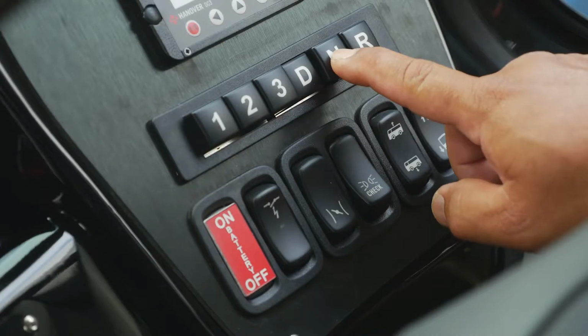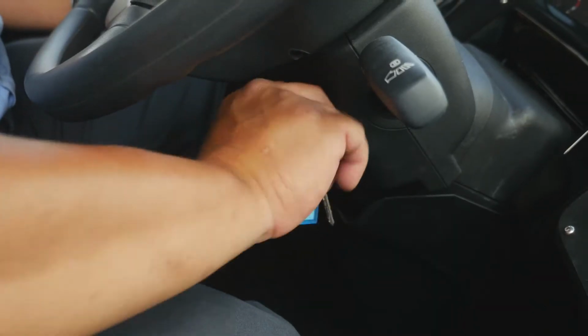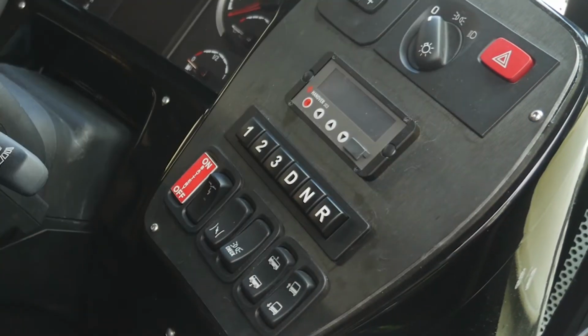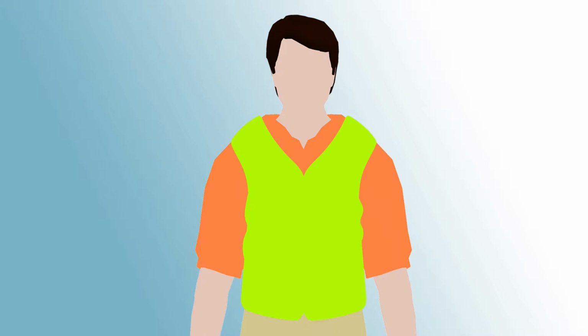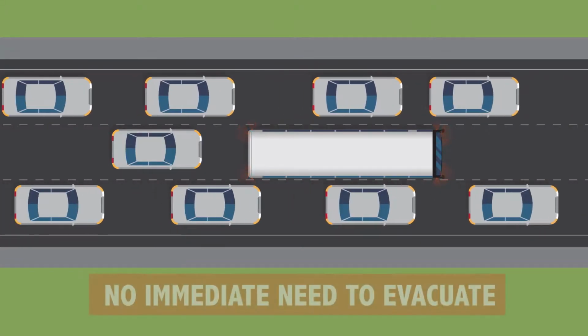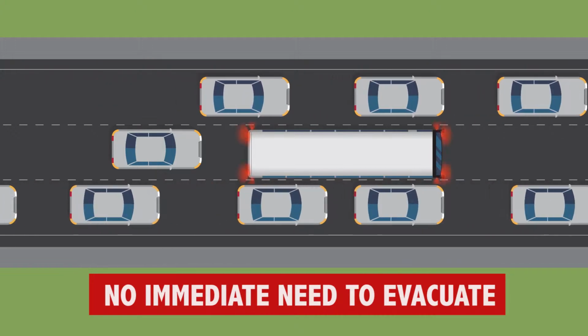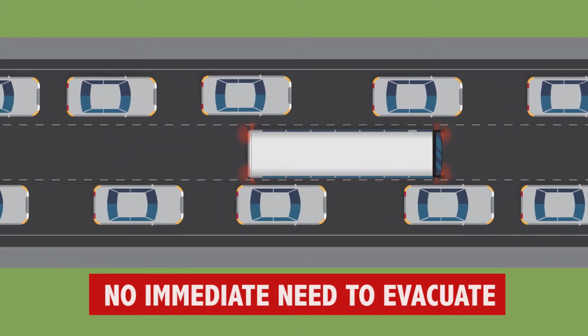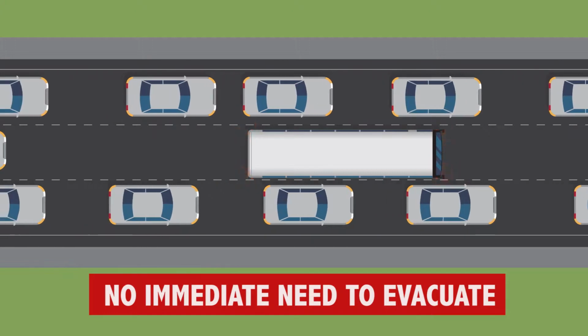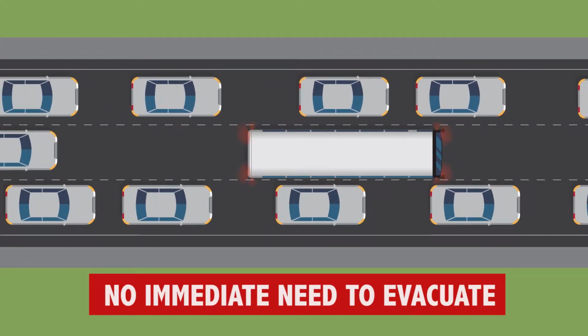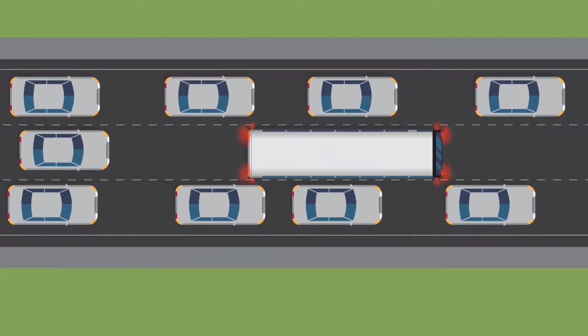Stop and secure your bus in lane 2. Activate your hazard lights and put on your high-vis vest. In this situation, there is no immediate need to evacuate your passengers. They are safer on board the bus until you establish a safe, controlled evacuation pathway.